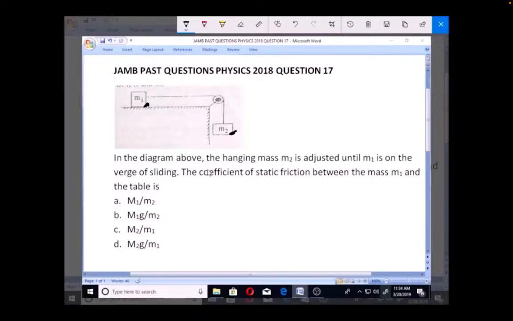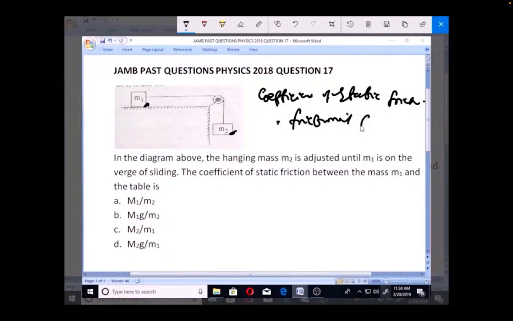So how do we go about solving this? Question number 17. Now, in order to be able to appreciate this question, we need to understand what coefficient of static friction is. And coefficient of static friction is actually the frictional force F all over the normal force R. So that is what coefficient of static friction is.